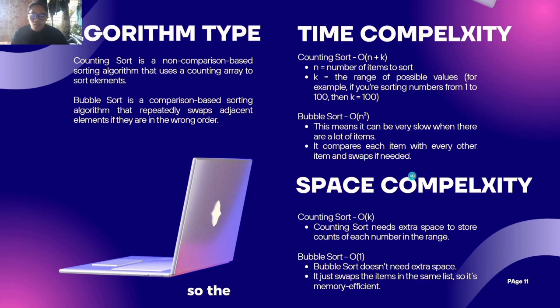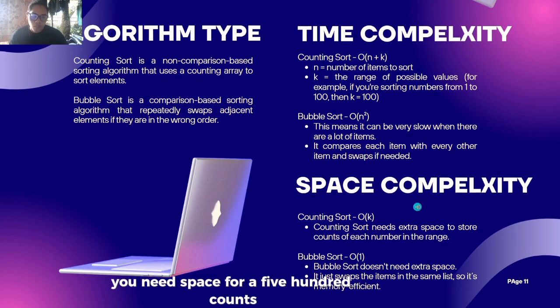So the space complexity, or how much extra memory the algorithm uses. The counting sort uses O(k) space. That means it needs extra memory to store the count of each number in the range. So if you're sorting numbers from 1 to 500, you'll need space for 500 counts.